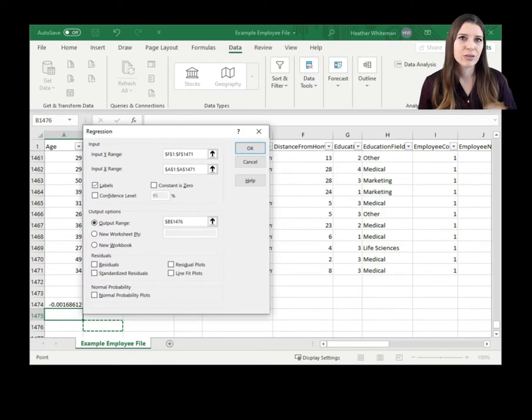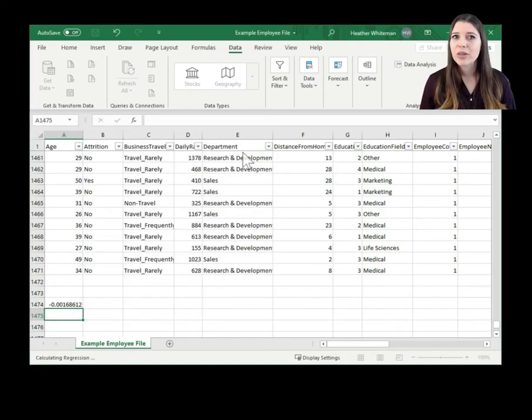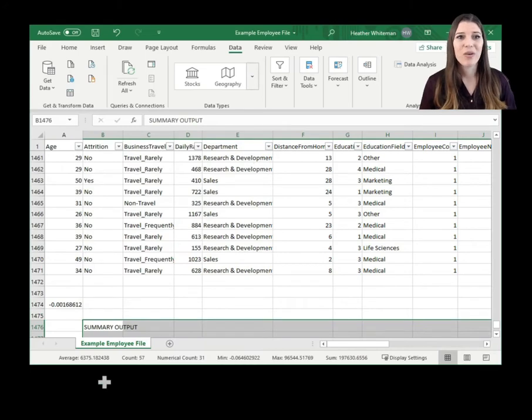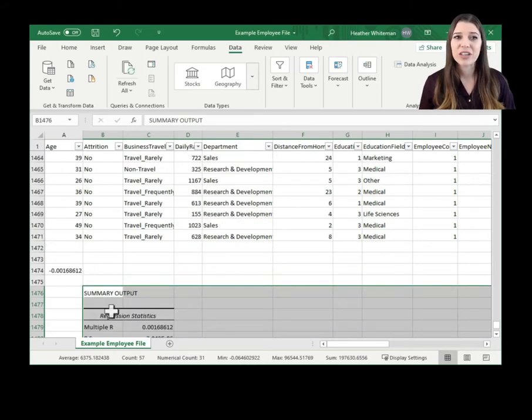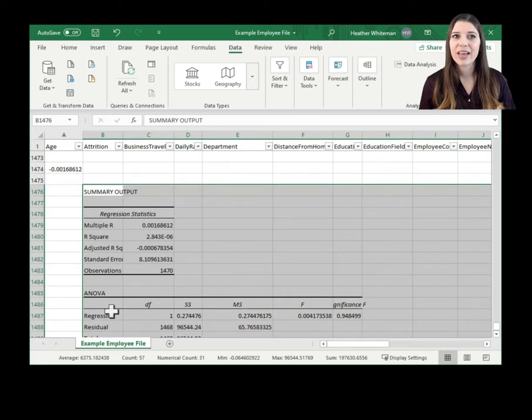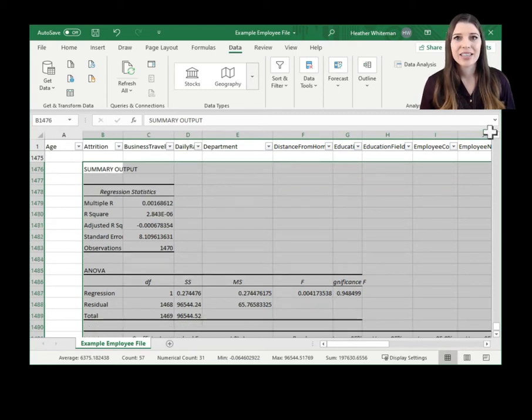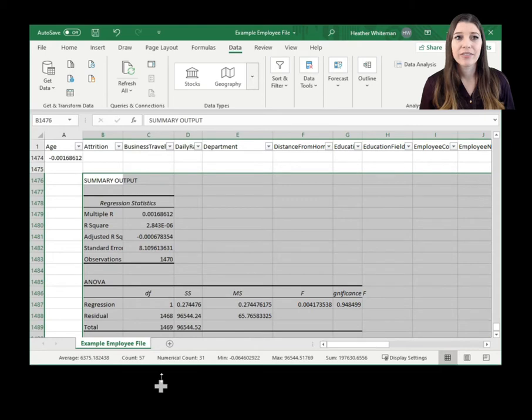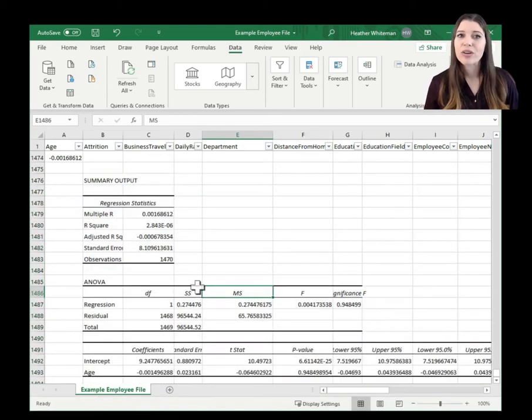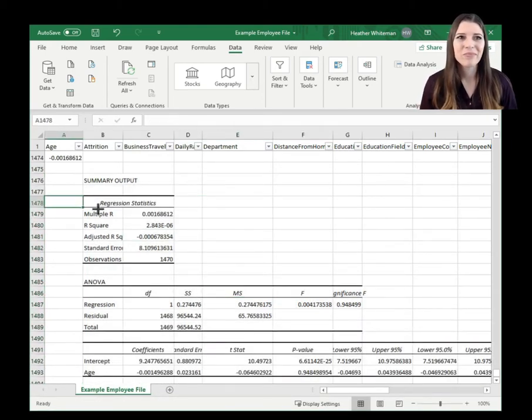I want to show it to you next to where we did correlation, so I'm going to go ahead and put it on our current sheet. And once you press OK, wherever you had selected the output to go, you are now going to get a regression summary output. Now, what this output is giving us here is some different statistics, and I'll walk you through what some of these might mean.